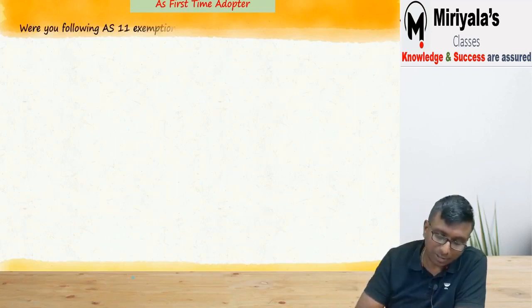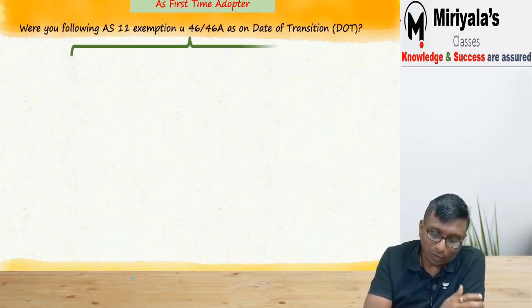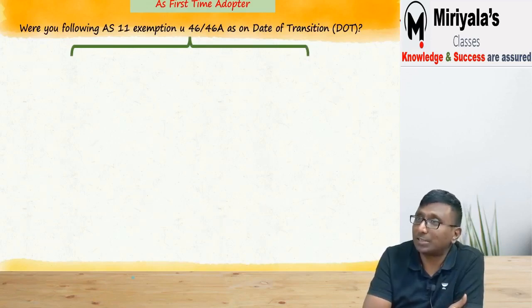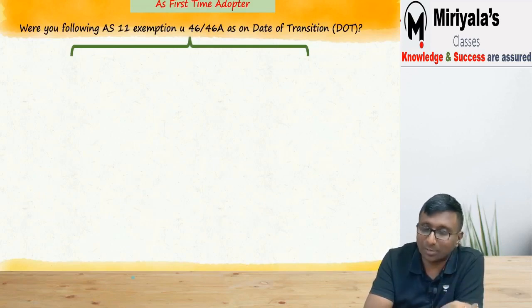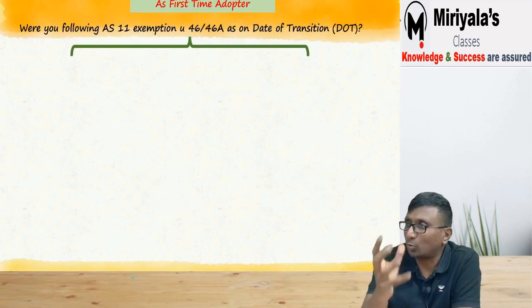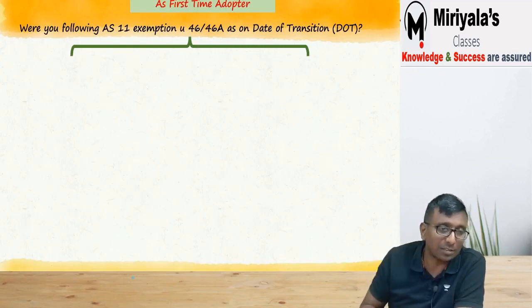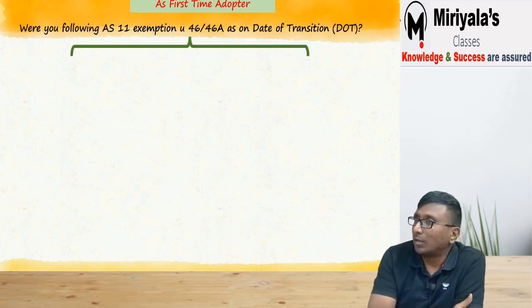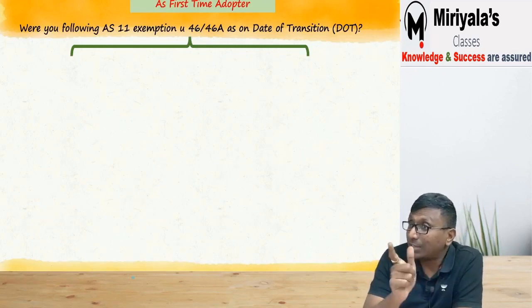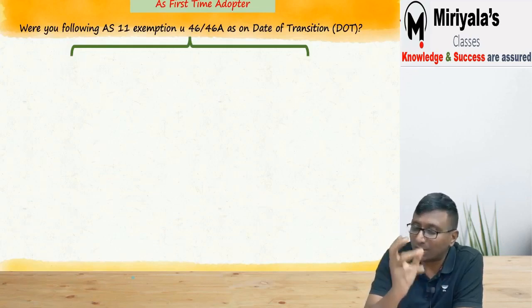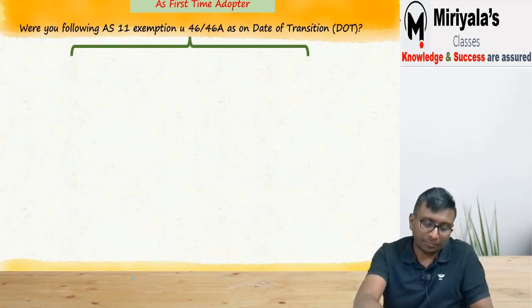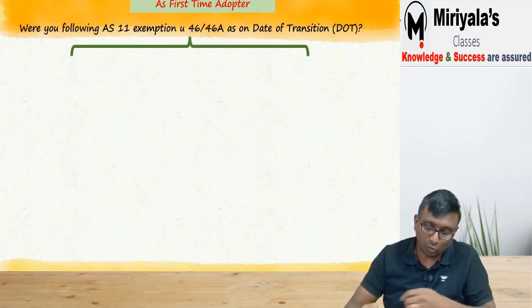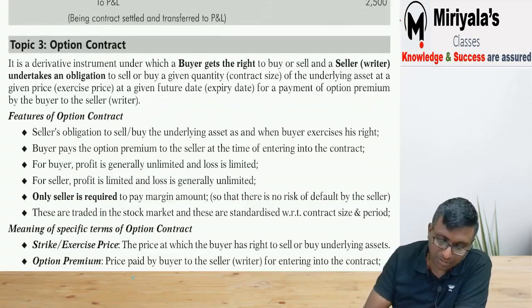Let's discuss a little bit about it. So were you following Accounting Standard 11 exemption? First question: are you following the Accounting Standard 11 exemption, that is paragraph 46A, as on the date of transition? First, just listen, then you copy. Which date? Date of transition. Listen, here 2 dates will come, totally 3 dates I can tell. Listen carefully, because generally students and anybody get confused with these dates.